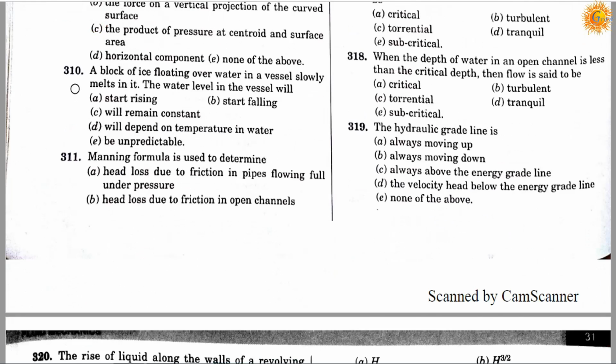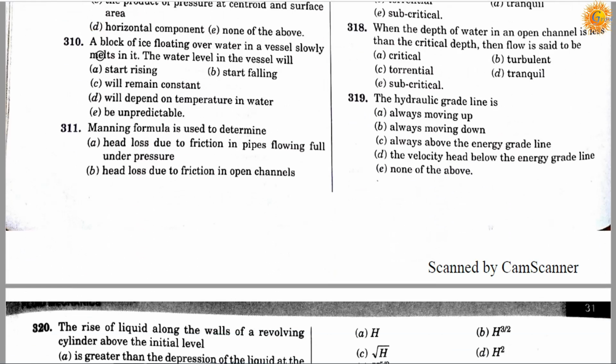Question number 310. A block of ice floating over water in a vessel slowly melts in it. The water level in the vessel will: option A, start rising; option B, start falling; option C, remain constant; option D, depend on temperature of water; and option E, be unpredictable. So the correct answer is C, it will remain constant.